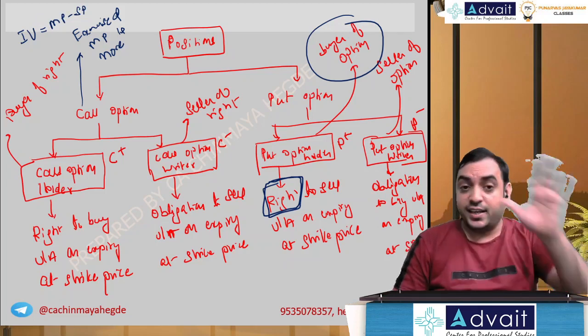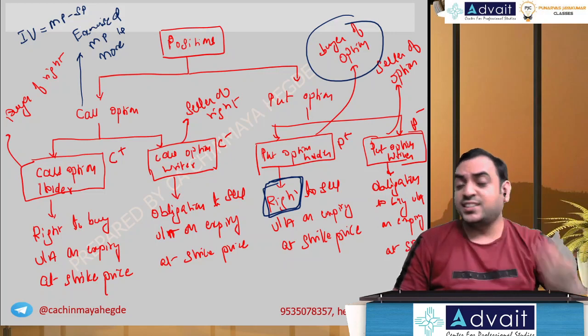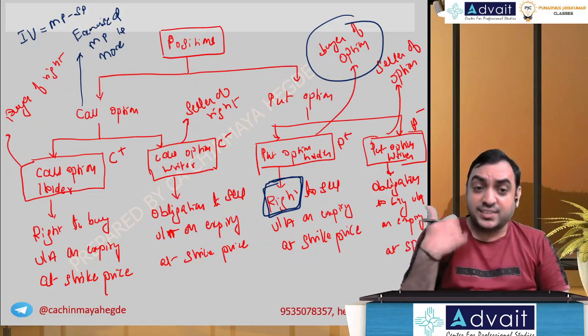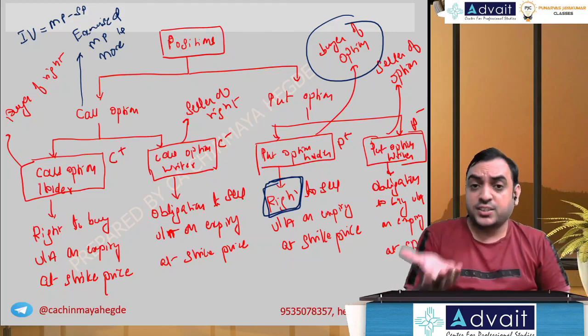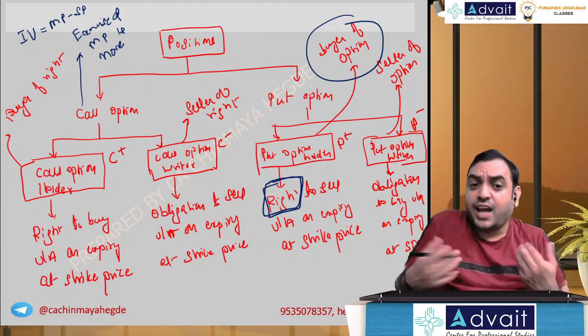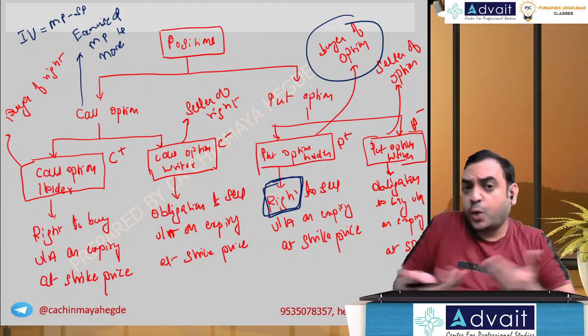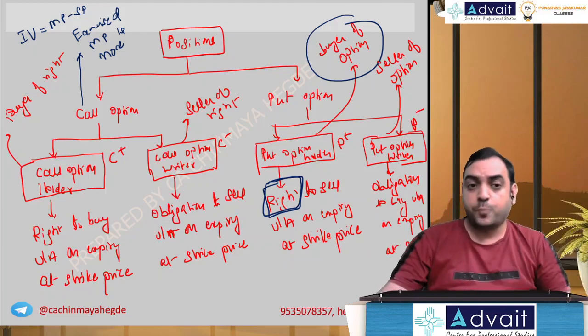And remember, it cannot be less than zero. Why can intrinsic value not be below zero? Because if market price is less than strike price, I will not exercise. I have an option. That's the difference between options and futures. So it cannot go below zero. So intrinsic value is market price minus strike price, exercised when the market price is more.